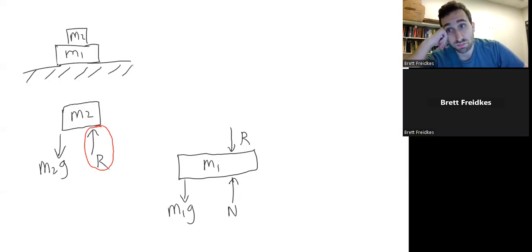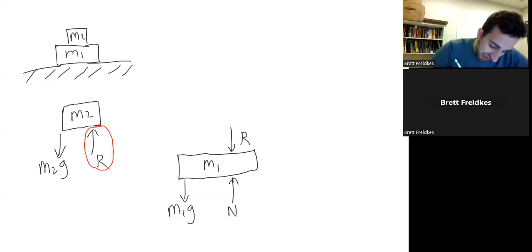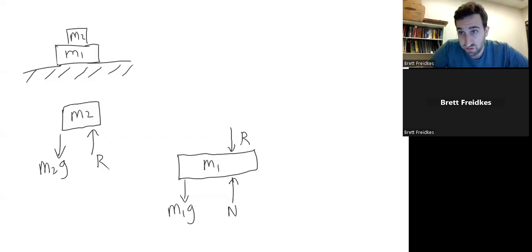So I'll say that one more time. M2, because it's on top of M1, will feel some sort of reaction force because of the fact that it's in contact with M1. But M1 will also feel some sort of reaction force because of M2 on top of it. And I'm writing that reaction force as R. And that's great. Those are their individual free body diagrams.